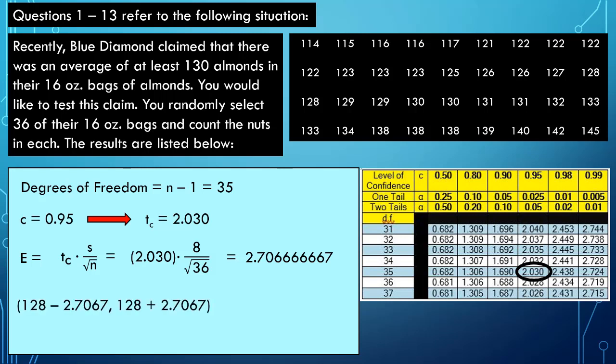So we've got 128 minus the error, 128 plus the error, right? Because we take our point estimate, which is x bar, and we add and subtract the error. And when we do that, our final confidence interval for the mean is 125.2933 to 130.7067. We're 95% confident that the actual population value falls within this interval.